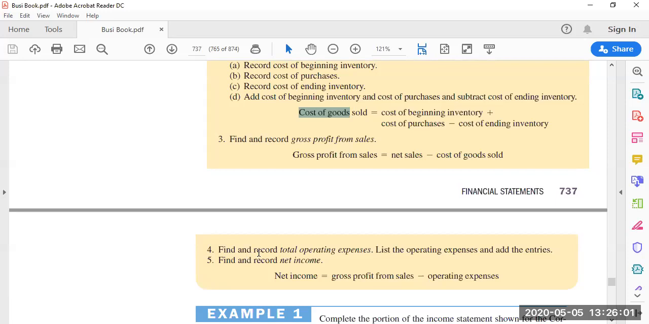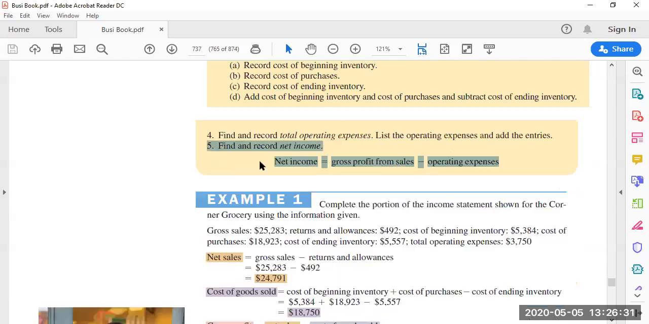So in this step, we will total all of our operating expenses, list them, and add them all together to find this amount. And then the last part of this, we'll find and record our net income, which would be the difference between the gross profit from sales minus your operating expenses. So this is the process in preparing an income statement. Let's look at an example.